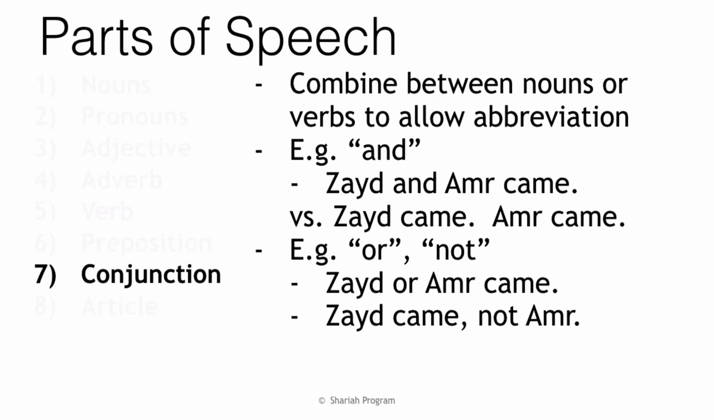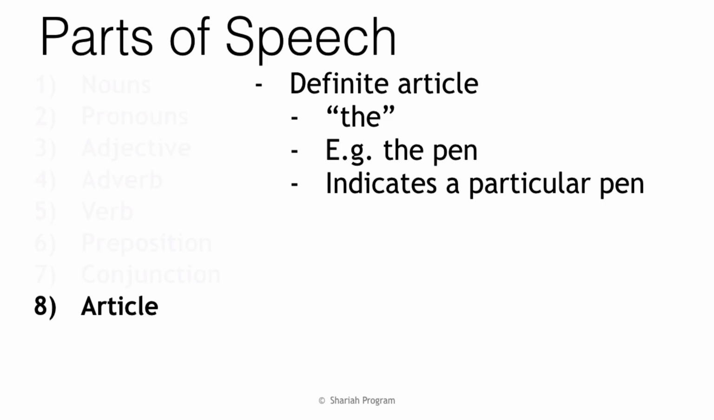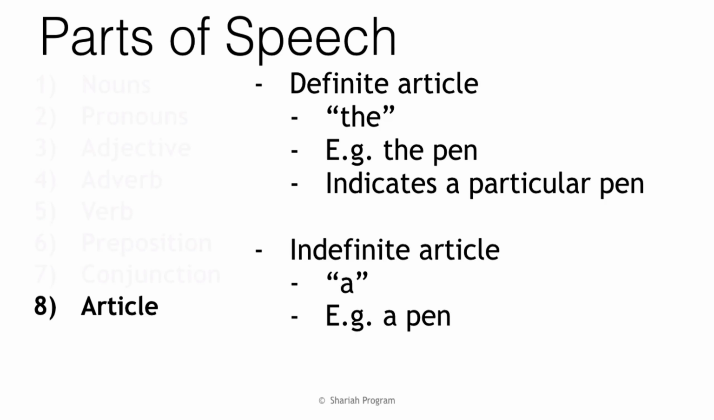Again, conjunctions, however many there are, what they all have in common is that they're used to combine between nouns and verbs while allowing for abbreviation, so you don't have to repeat yourself and say the verb twice, for example. And then we have the article, which there's only 2 of them in the entire language. The definite article, which is the word "the", which suggests something particular, such as in "the pen". And then we have the indefinite article, "a", like in the example, "a pen", which tells us any of many.